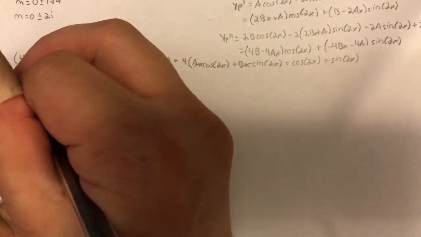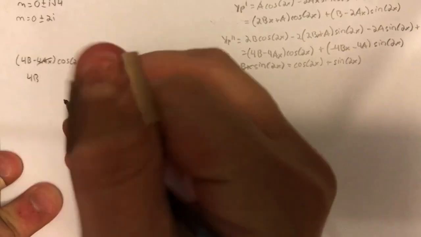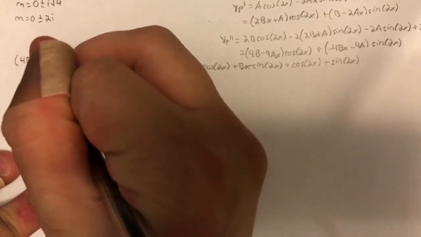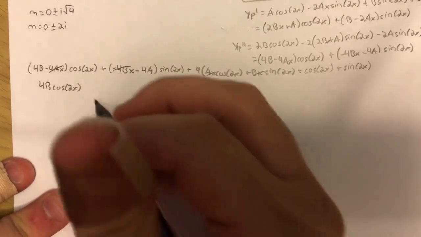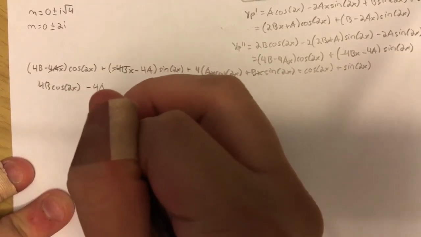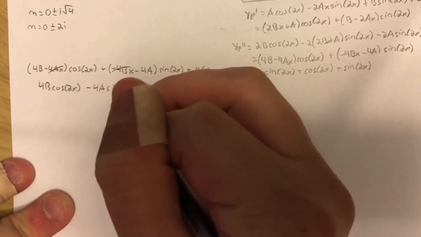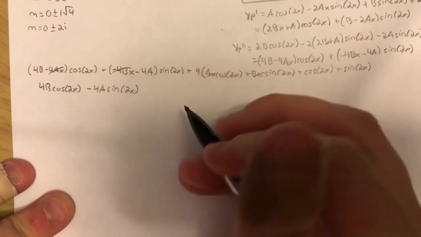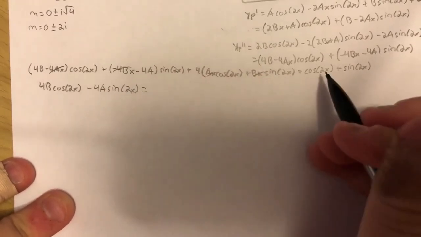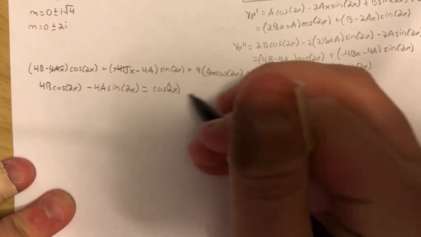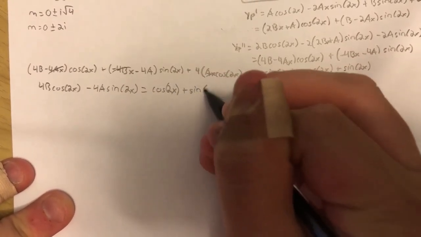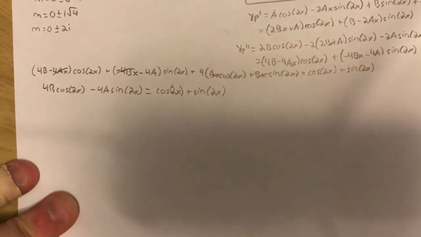So now we can write 4b cos of 2x minus 4a sine of 2x equals cos 2x plus sine of 2x.